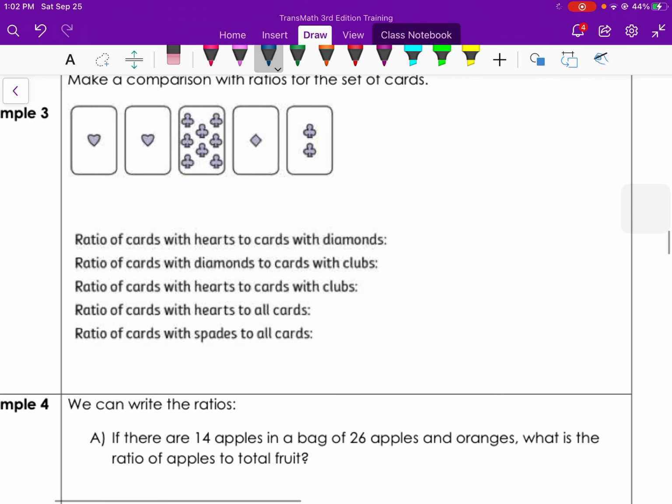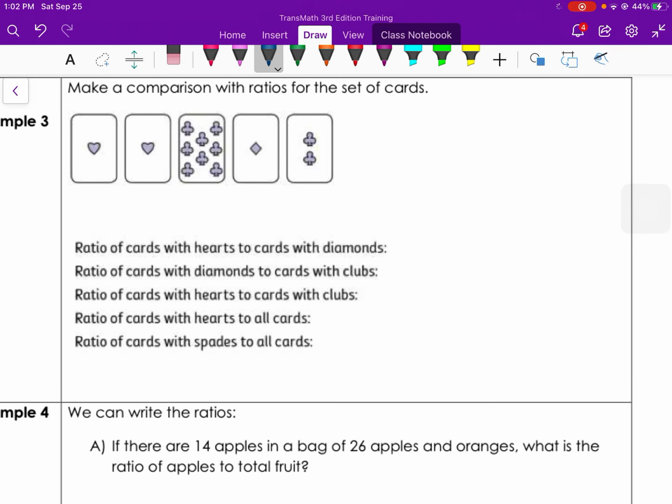Okay, make a comparison with ratios for the sets of these cards. Let's write a ratio with the cards with hearts to the cards with diamonds. So I have 2 cards with hearts right here, 1, 2. And then I have 1 card with diamonds. So my ratio of hearts to diamonds would be 2 to 1, or written as 2 to 1.